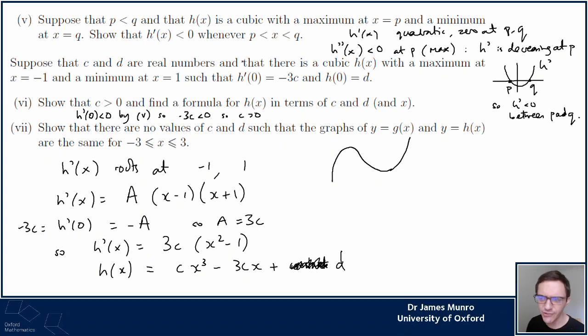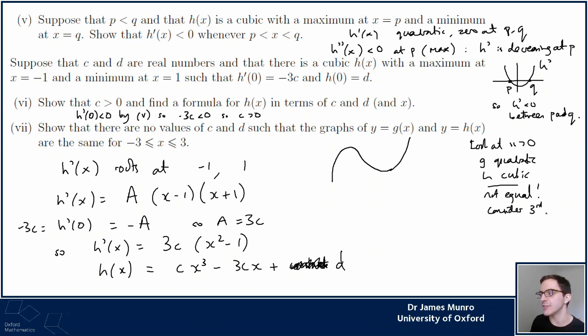I think the way the question wants us to go is to think about c and d. There are other approaches you could take. You could say, look at x bigger than 0, where I know that g is a quadratic and h is a cubic. Those are not equal because those are not the same graph. Consider their third derivative or something. H is a cubic, it's got some third derivative. G is a quadratic, it doesn't have a third derivative, or its third derivative is 0. So that might be one way to show that these quadratics and cubics are not the same thing.